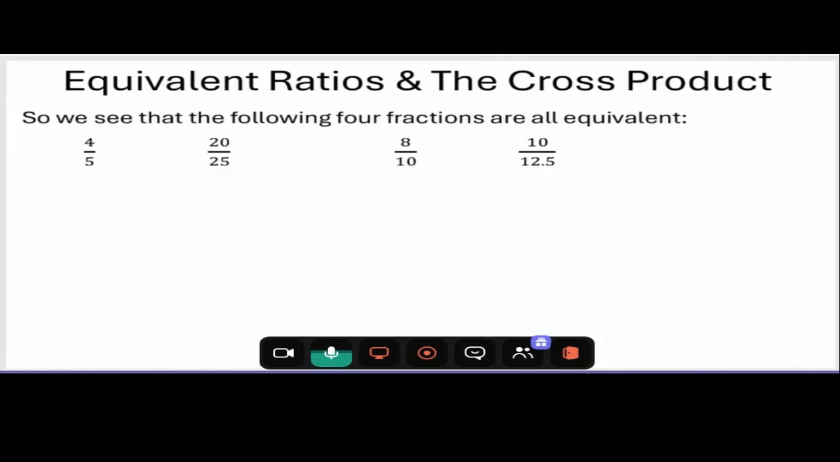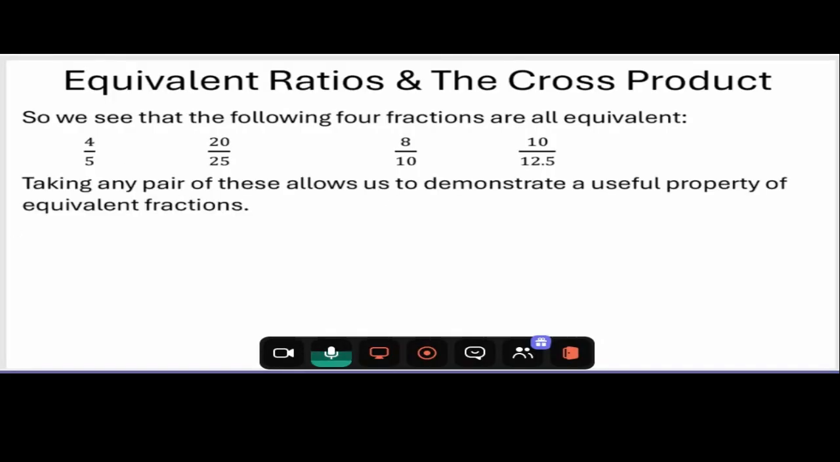Now, what we want to do now is discover an interesting property about equivalent ratios. So these four fractions are all equivalent. Those are the four ratios that we set up there. There's the three that we're given, and they all turned out to be equal to 4/5. So all four of these are the same ratio or the same fraction. They're all 4/5. And what we want to discover here is that if we take any pair of these equivalent fractions, so for example, 20/25 is equal to 8/10, I took the second one and the third one, just sort of randomly picked two of them.